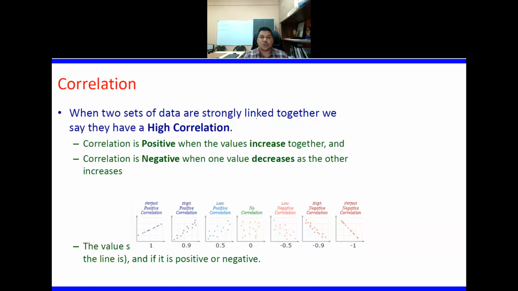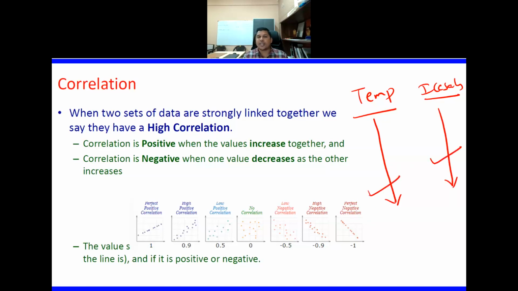When two sets of data are strongly linked to each other, we say they are highly correlated. Correlation is positive when the values increase together, and negative when one value increases as the other decreases. Take the example of temperature and ice cream sales. When the temperature is increasing, it's obvious that ice cream sales will increase. So they are positively correlated.